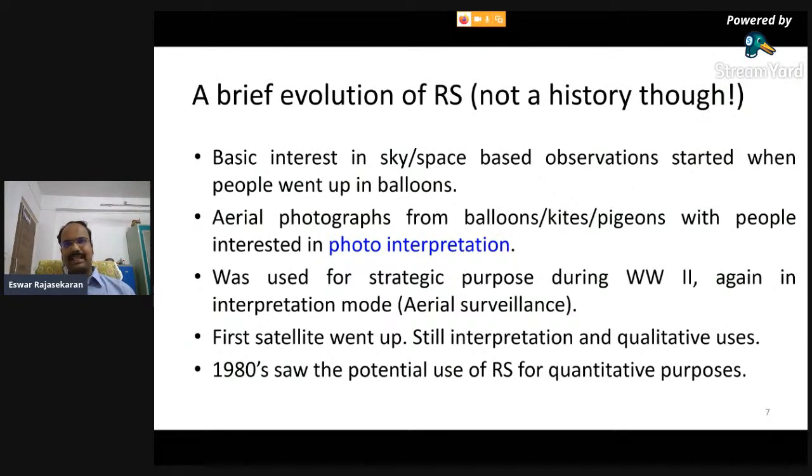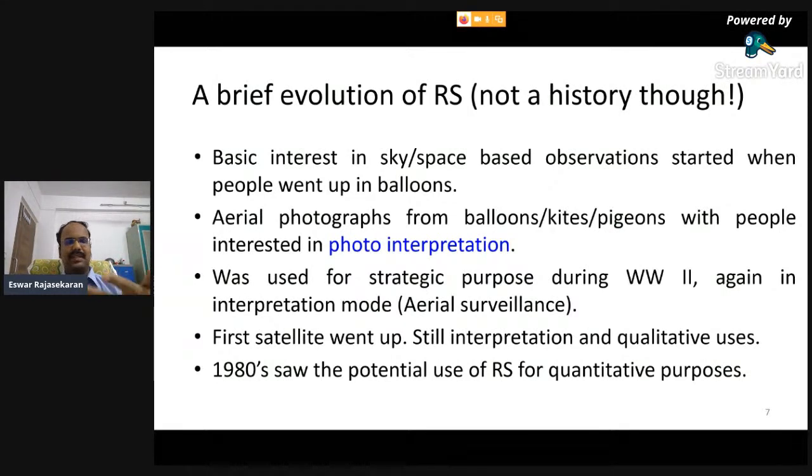All these things were happening in the 17th, 18th century. In fact, one of the first photographs taken from a balloon was by Gaspard Felix Tournachon, known as Nadar. In short, he was the first one to take pictures from balloons, which became famous, and people started appreciating taking pictures from the sky and using it as a technology itself. Initially, the photos that were taken from these balloons were used for qualitative interpretation purposes.